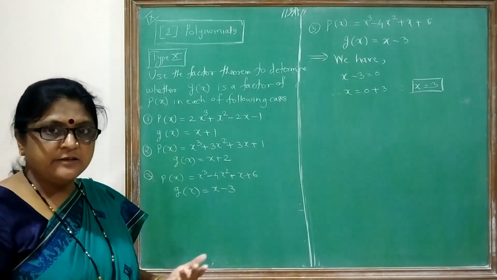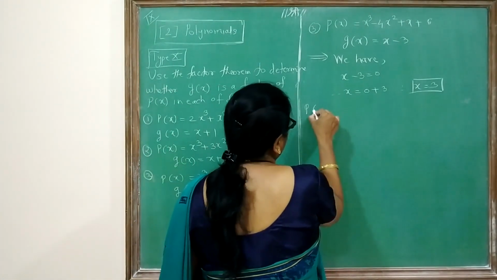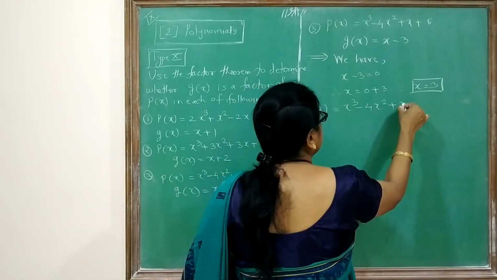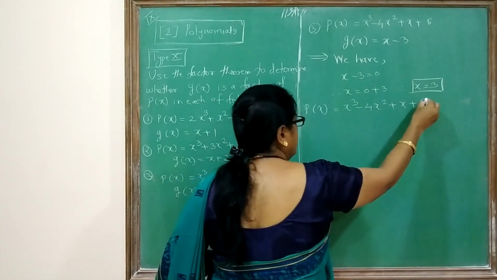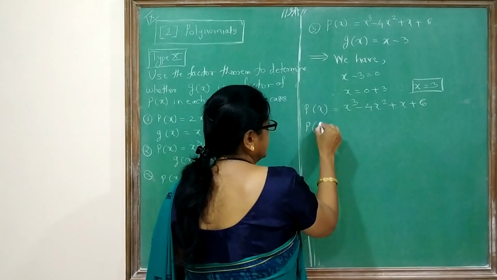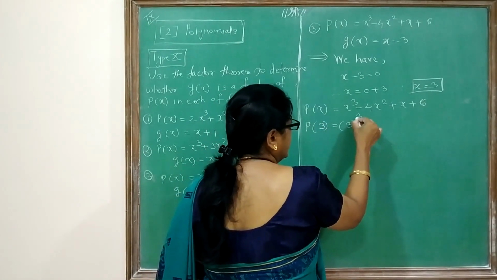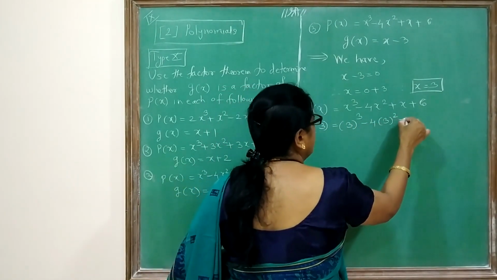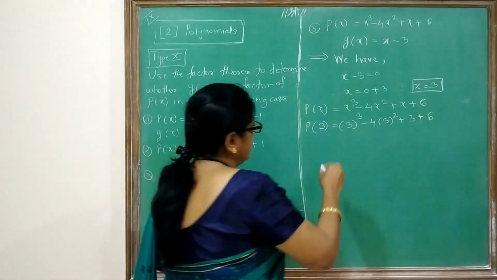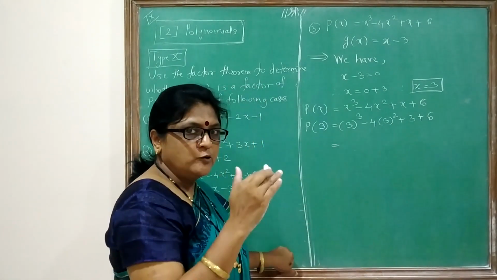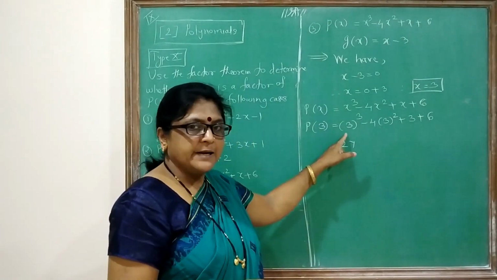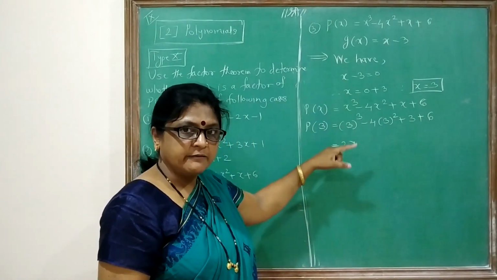Then you will write the p of x. What is your p of x? P of x is x cube minus 4x square plus x plus 6. Then x is 3, then you will write here 3. Then 3 whole bracket cube minus 4 into 3 square plus 3 plus 6. Then 3 cube is 3 into 3 into 3, that is 27.